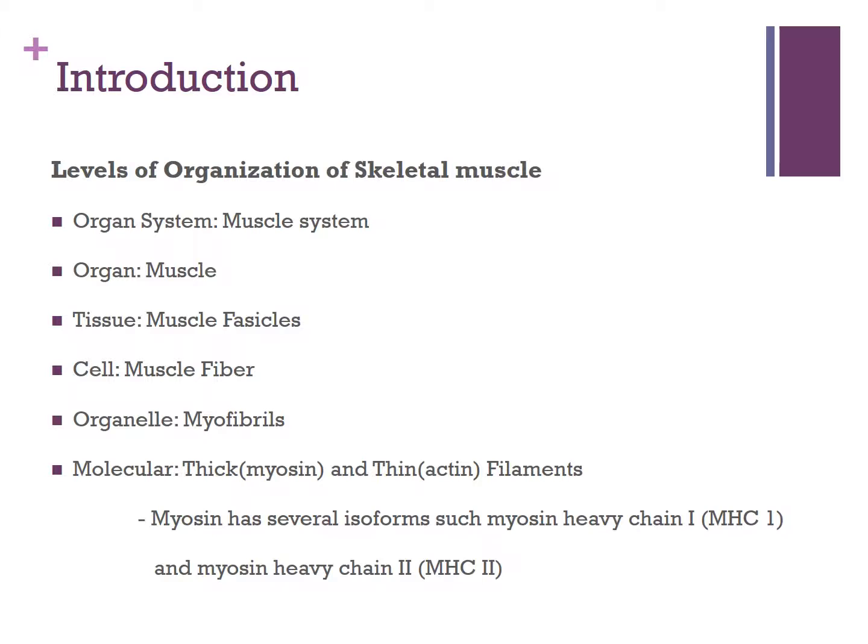Myosin, if you remember from Bio 105, is a protein that can be made up of several different polypeptides in a quaternary structure, and what I will talk about in this article are the isoforms MHC1, which is the myosin heavy chain 1, and MHC2, which is myosin heavy chain 2.